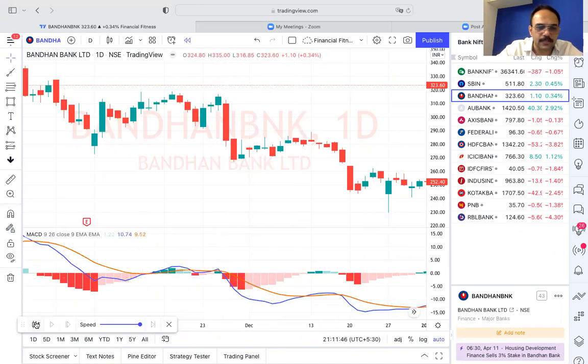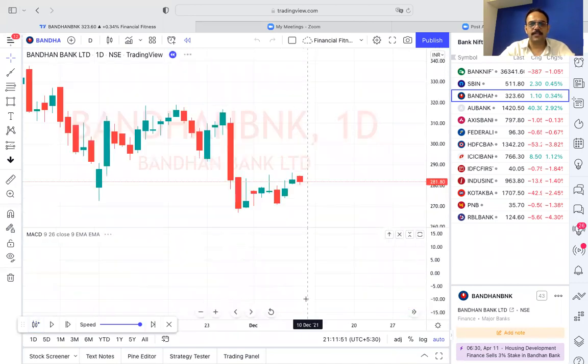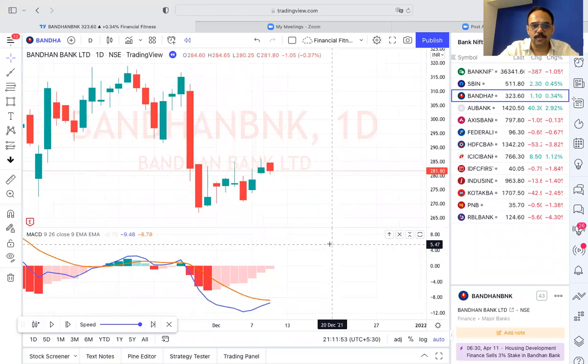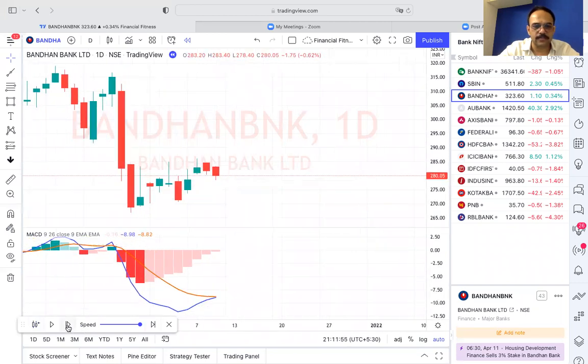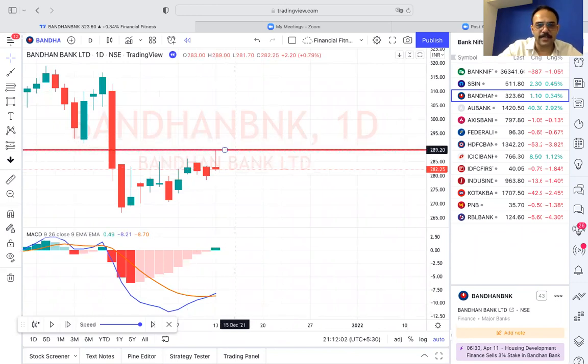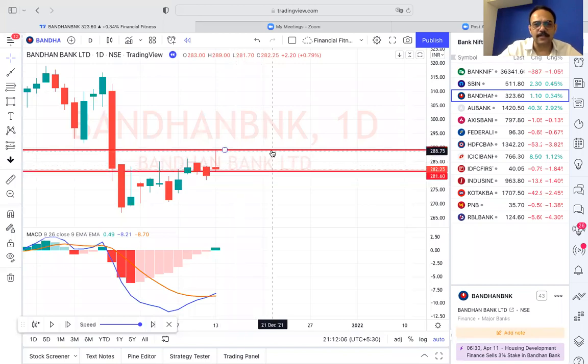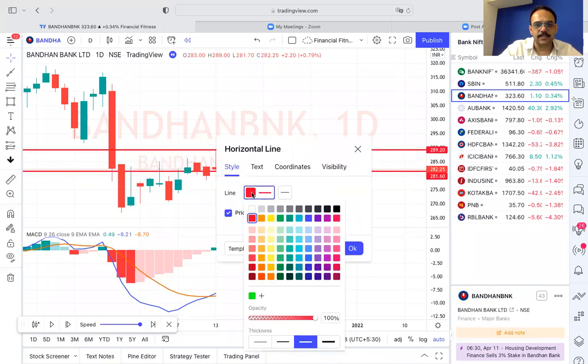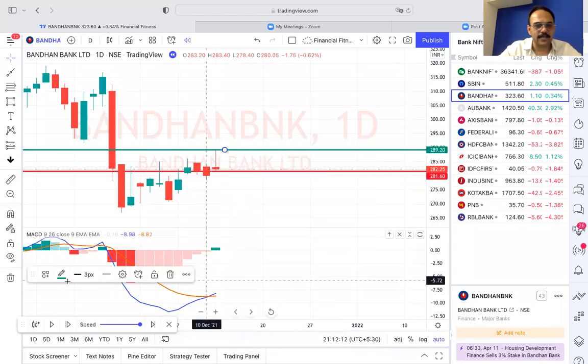Now, if you see this, so now let's see, it has gone up. Now it has crossed. So this is our entry. The high of this candle is our entry. The low of this candle is our exit. And let's change the color to green. So green is our entry, red is our exit.